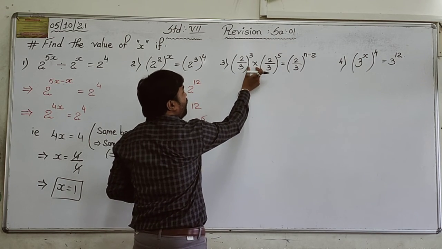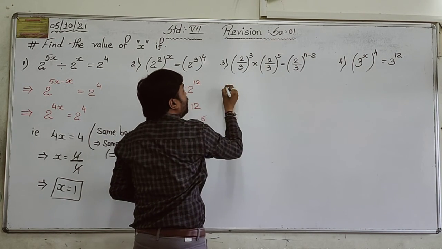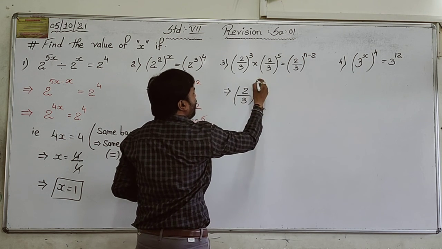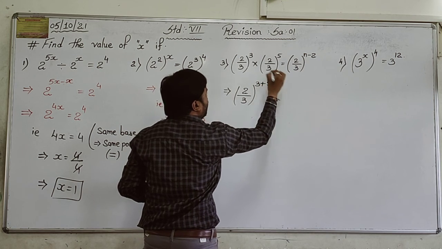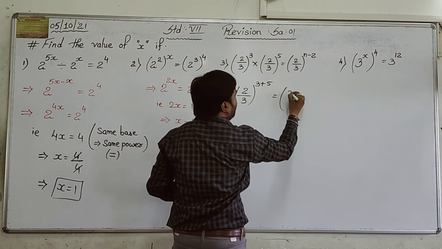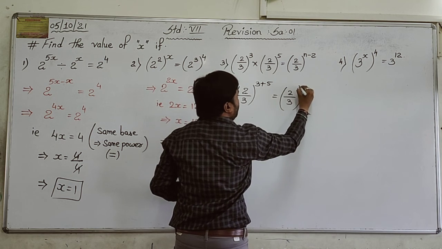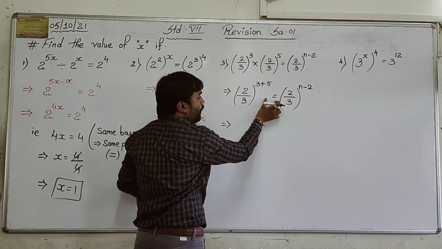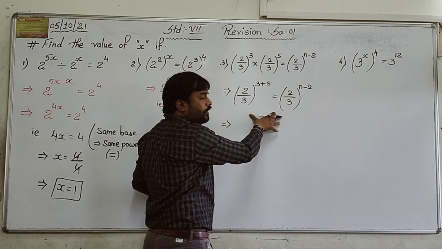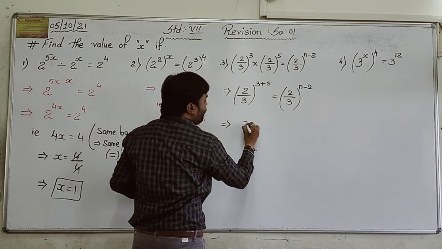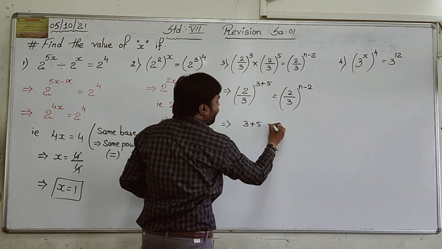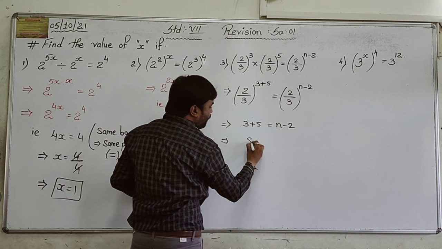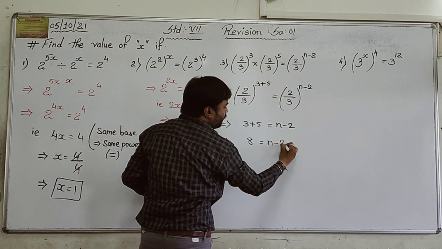Bases are same, multiplication sign is there, add the power. So 2 upon 3 whole raised to 3 plus 5 is equal to 2 upon 3 raised to n minus 2. Chalo again, equal to sign, base are same, that is powers are same, that is 3 plus 5 is same as n minus 2. What is 3 plus 5? 8. Is equal to n minus 2.